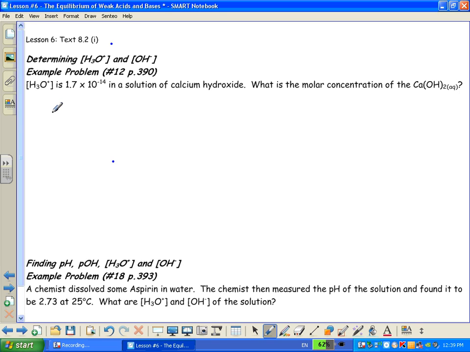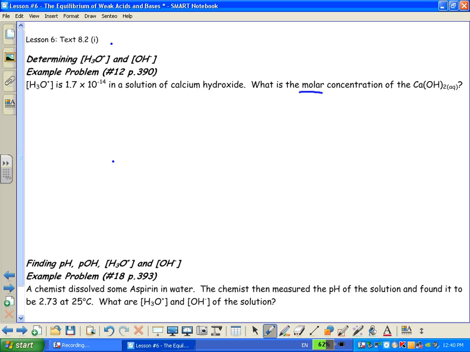Okay, so the questions we're going to look at are found on page 390, and we're going to do example problem number 12. So the question says that hydronium ion concentration is 1.7 times 10 to the negative 14 in a solution of calcium hydroxide. What is the molar concentration of the calcium hydroxide?